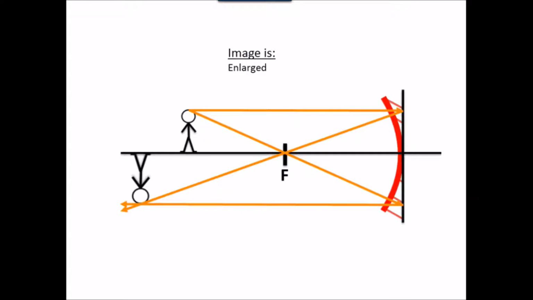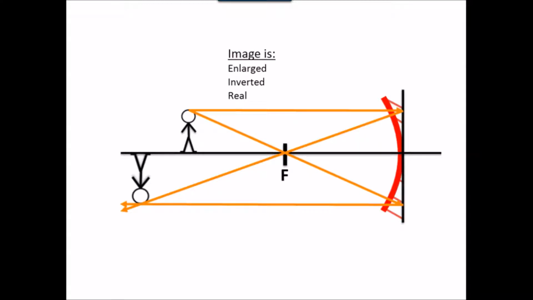How can we describe this image? First of all, it's enlarged. That means it's bigger than the stickman who's checking himself out in the mirror. We can see the image is also upside down. The physics term for that is inverted. His head and his feet are reversed.